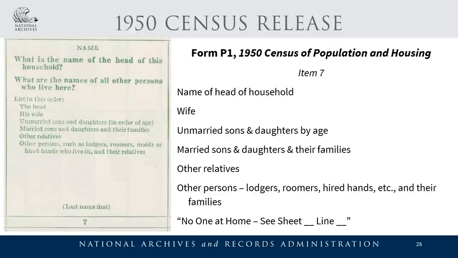Item 7 was for the names of the people in the household, starting with the head of the household, followed by the wife, unmarried sons and daughters by age, married sons and daughters and their families, other relatives, and finally other persons, such as lodgers, roomers, hired hands, and other people and their families. If no one was at home, the enumerator was to write "no one at home, see sheet blank, line blank," and that information as to the sheet number and line number would be filled in later when the enumerator returned and talked to the household.